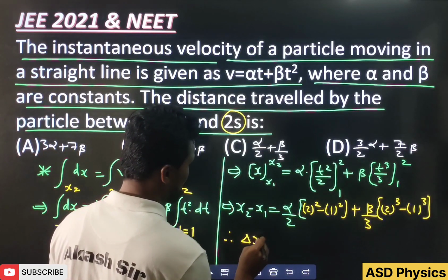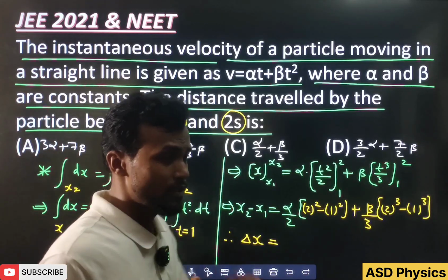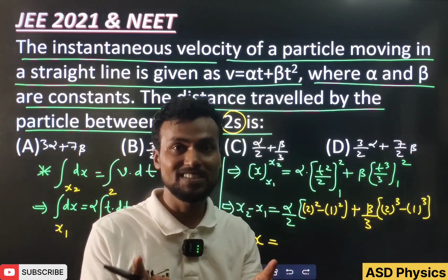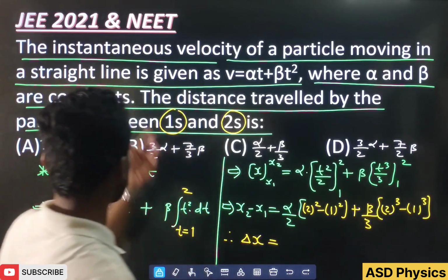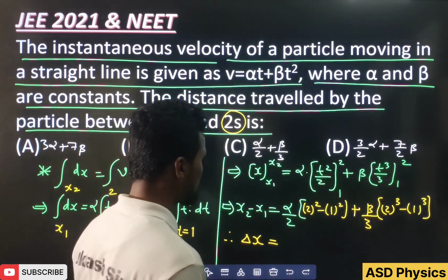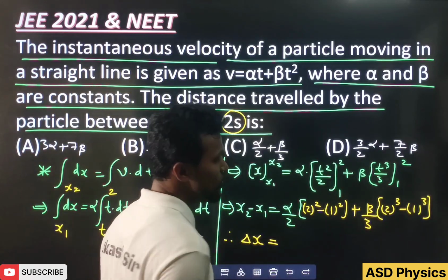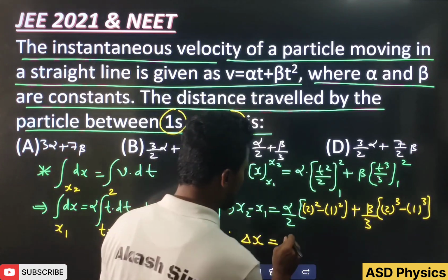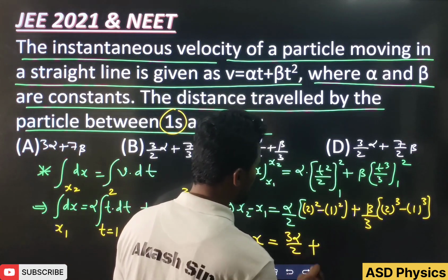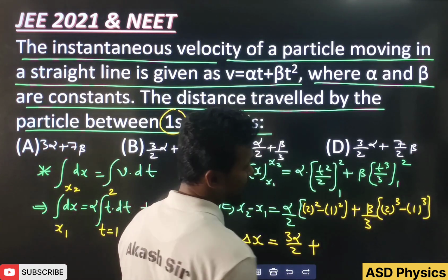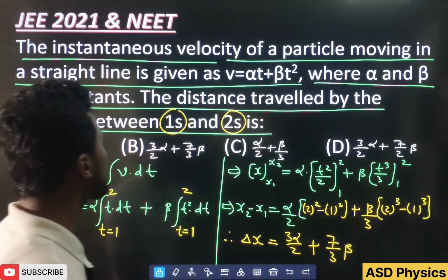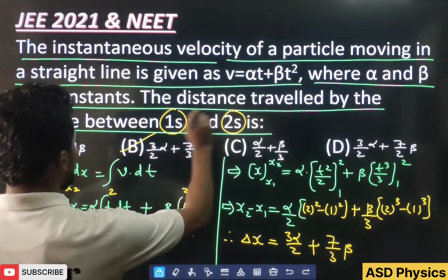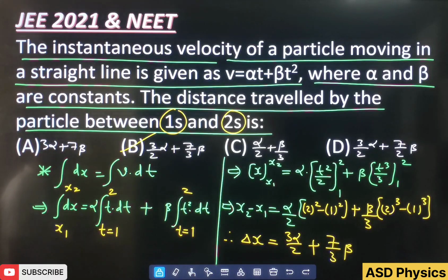So hence this displacement, or see, when the object is traveling in a straight line without changing direction, distance and displacement both are equal. Straight line means distance and displacement both are equal without changing direction. So 2 square minus 1 square means 4 minus 1, 3, that means 3 alpha by 2 plus 2 cube means 8 minus 1, 7 by 3 beta. So 3 alpha by 2 plus 7 by 3 beta. Correct option is option B.